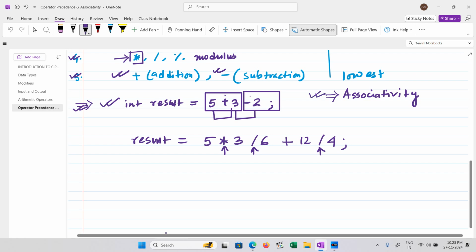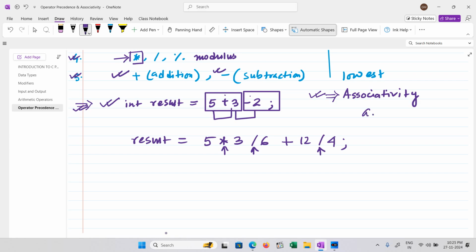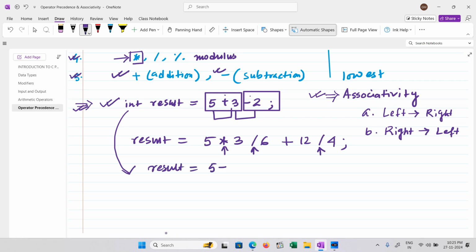Remember, associativity is of 2 types. One, the evaluation of the expression will follow the order from left to right, or the evaluation of the expression will follow the order right to left. If I take a simple example, the previous one, where I have written result equal to 5 plus 3 minus 2, in this case it will follow the order left to right.